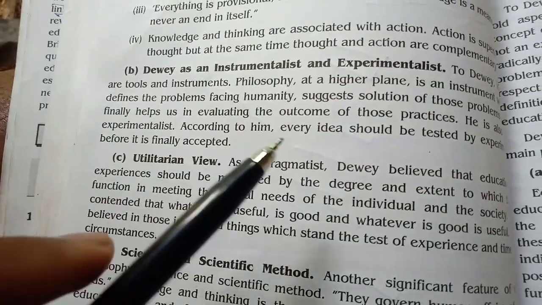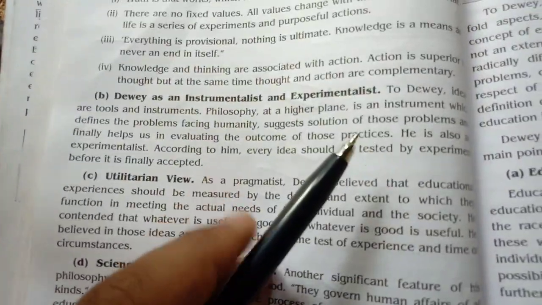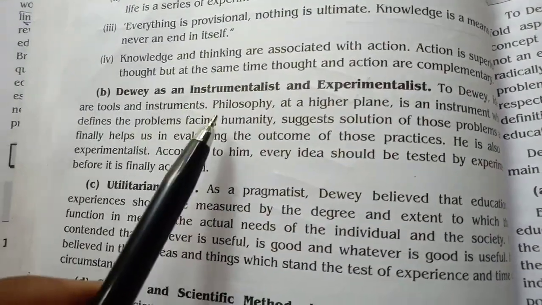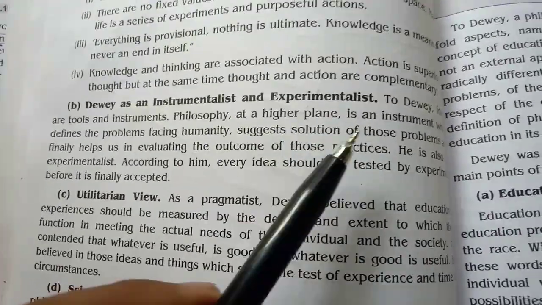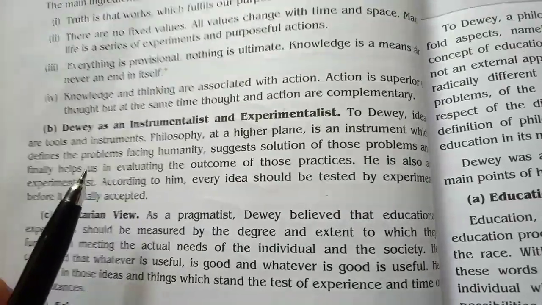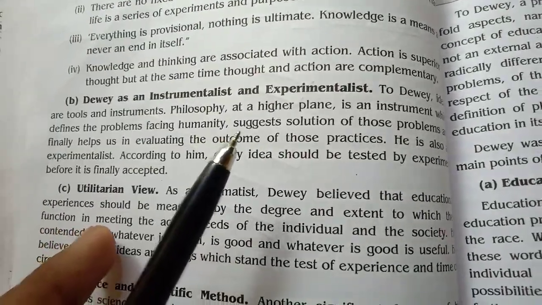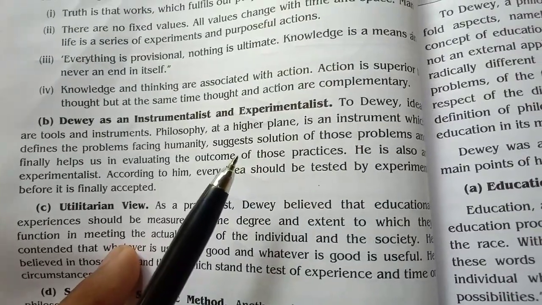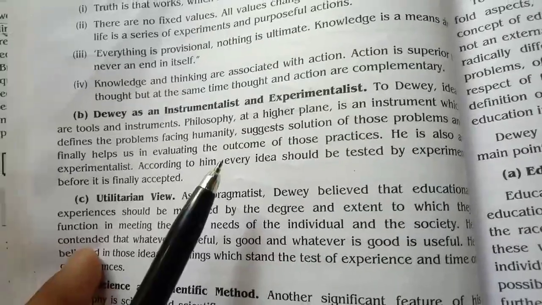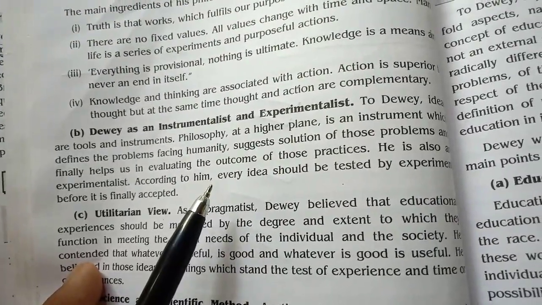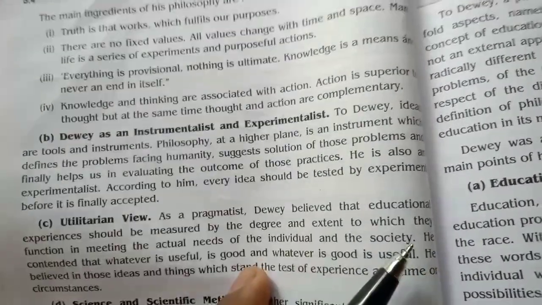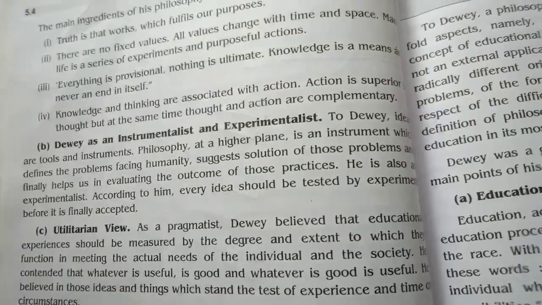Dewey as an instrumentalist and experimentalist. To Dewey, ideas are tools and instruments. Philosophy at a higher plane is an instrument which defines the problems facing humanity, suggests solutions to those problems, and finally helps us to evaluate the outcome of those practices. He is also an experimentalist. According to him, every idea should be tested by experiment before it is finally accepted.